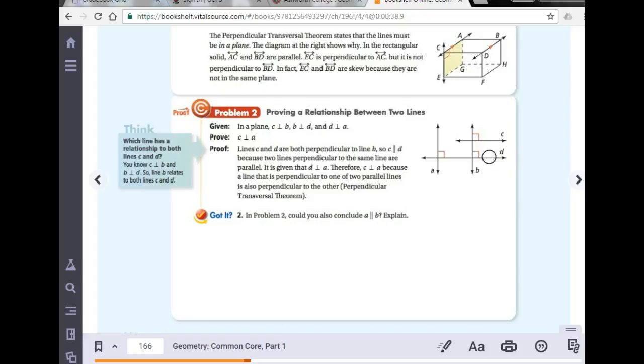Because if D is perpendicular to B, but D is also perpendicular to A, then A and B must be parallel to each other for that to be true. Okay? And that's just, again, trying to get you to think of the rules that are given within this short section. Best of luck.